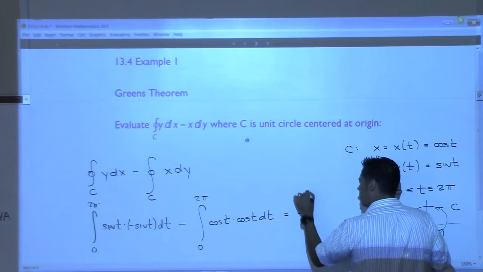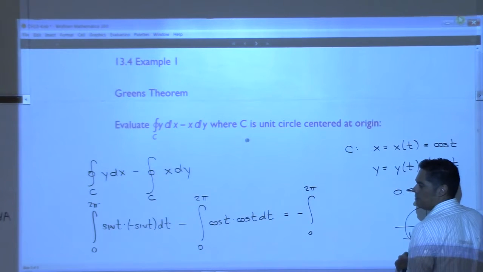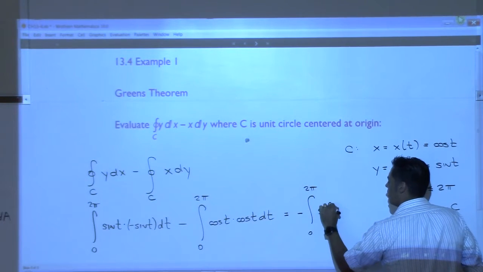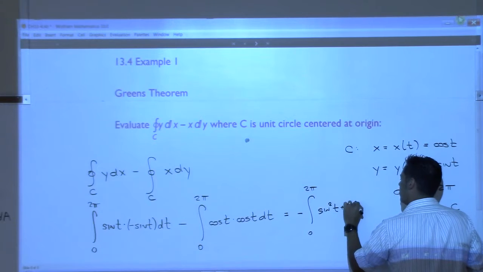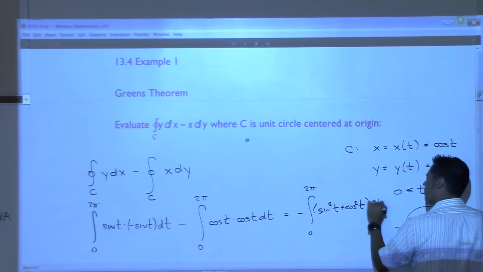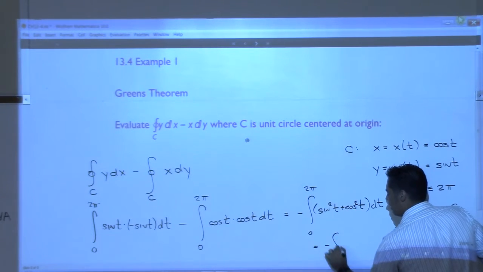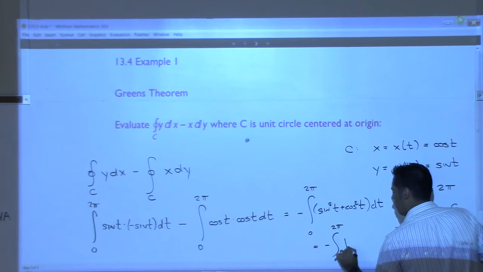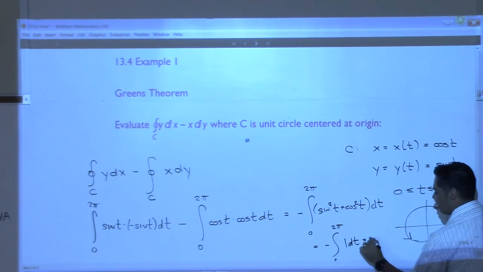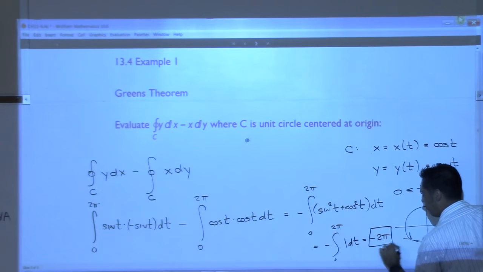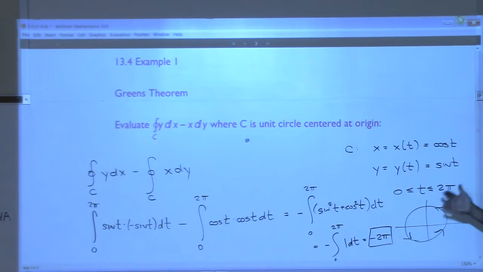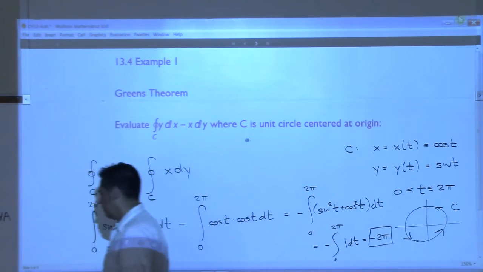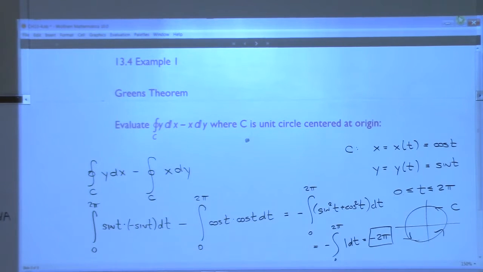Negative integral 0 to 2 pi, and it would be sine squared t plus cosine squared t, which we know is 1, right? So negative integral from 0 to 2 pi of 1 dt. And when you do that, you should get negative 2 pi. So that's not terrible, is it? Everyone understand the mechanics behind that? All right.